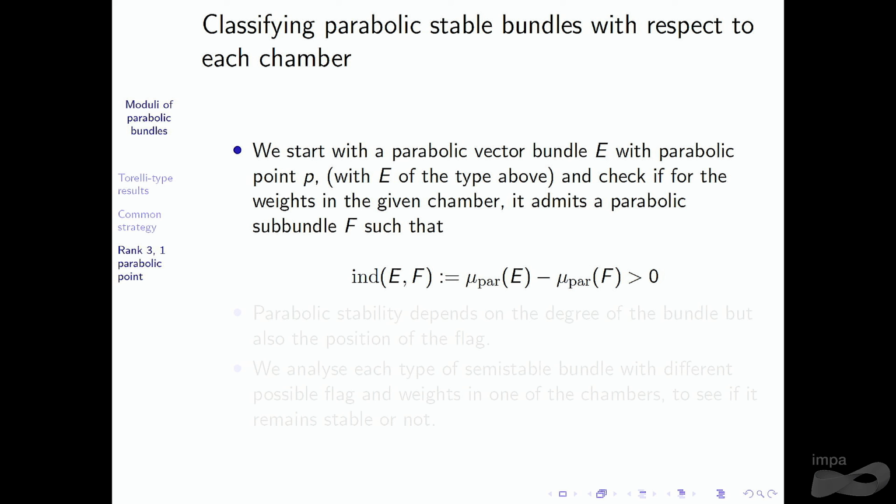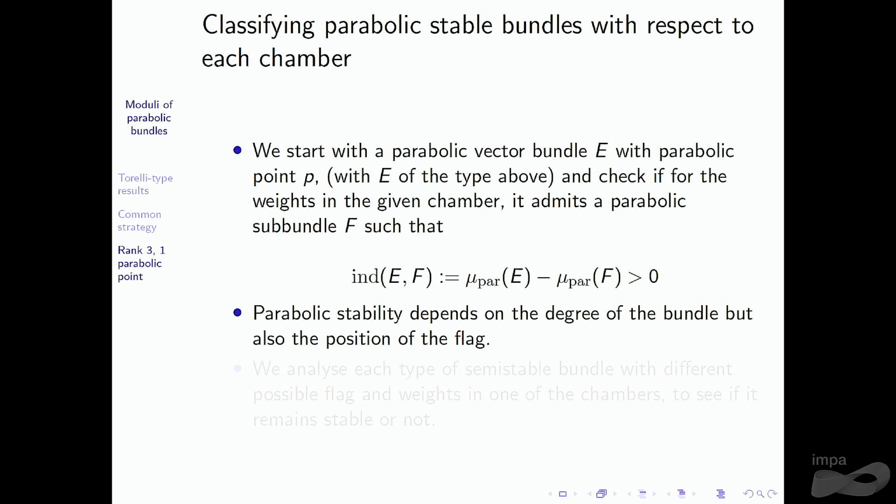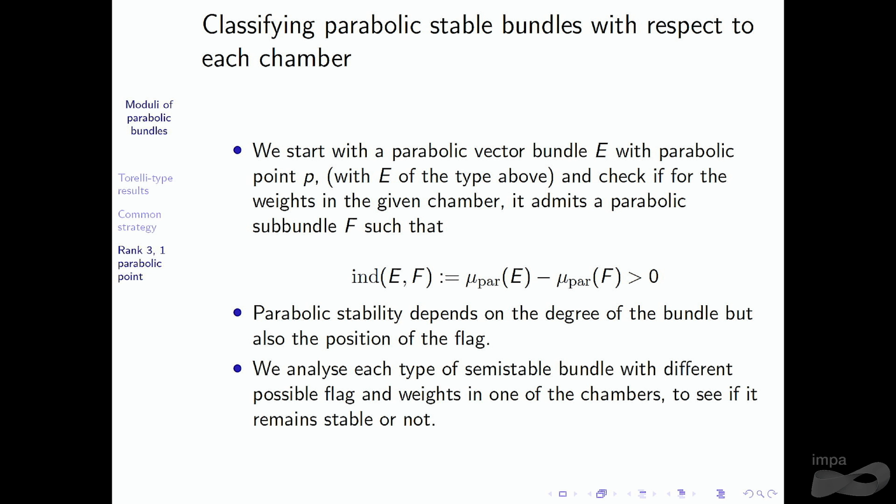So the question then is, how does it work for the different chambers? So this is what happens. I told you earlier that you can write the parabolic stability condition in this form, and it's a bit easier to work with. What's the big difference between parabolic stability and the usual stability? You're not just considering a subbundle anymore in order to show that something is stable or not. You also have to consider the flag and the position of the flag, because the position of the flag is what's going to determine the weights. And that determines the parabolic degree and whether or not it is going to be stable.